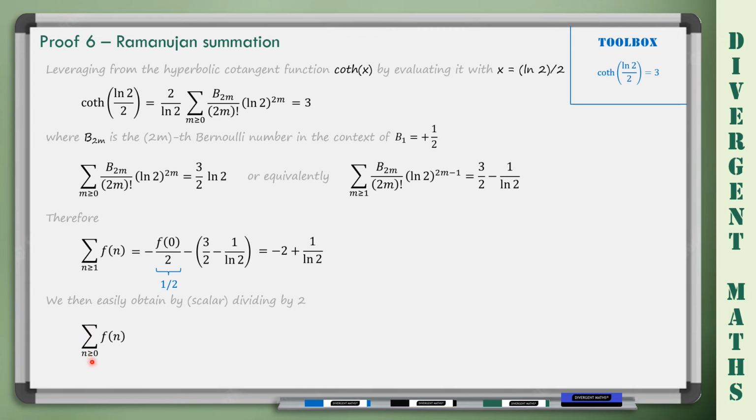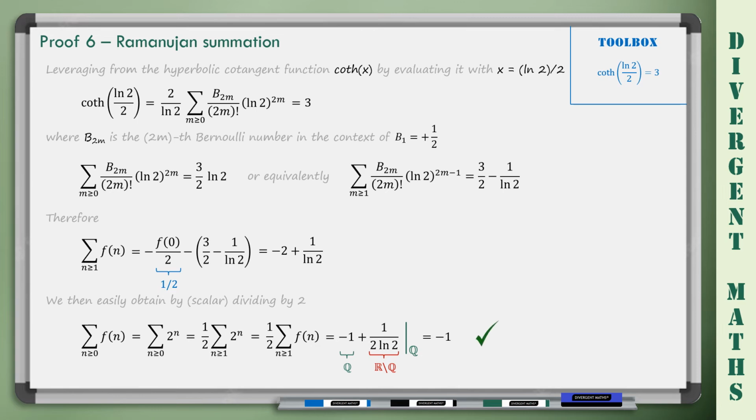So then we can easily obtain, by dividing by the scalar number 2, the sum from n equals 0 to infinity of f of n, which is the sum from n equals 0 to infinity of 2 to the n, which is 1/2 of the sum from n equal 1 to infinity of f of n that we just had. So 1/2 of this expression. The negative 2 becomes negative 1 and 1 over log of 2 becomes 1 over 2 log of 2. That is the rational part. That is the irrational part. Remember, we need to project on the rational part. We know it will be a rational number, and therefore it is equal to negative 1. So the Ramanujan summation works fine here. Done.